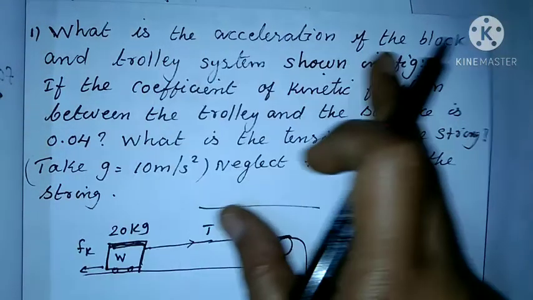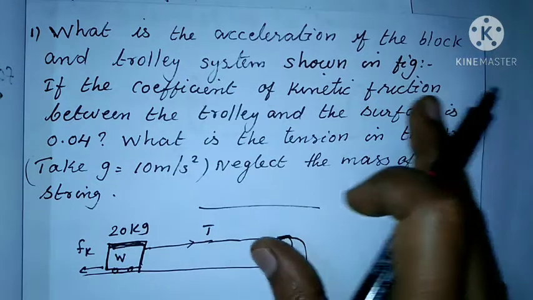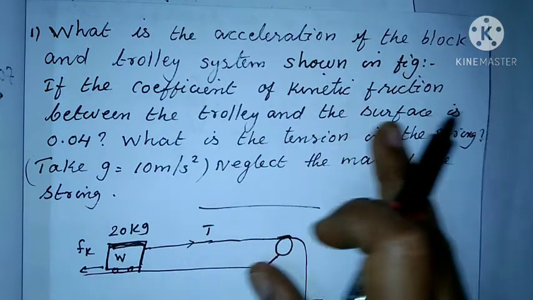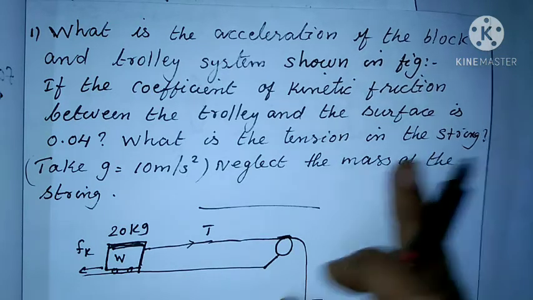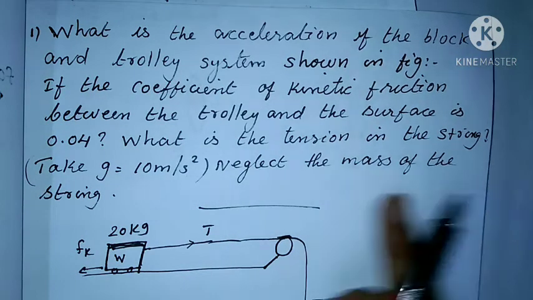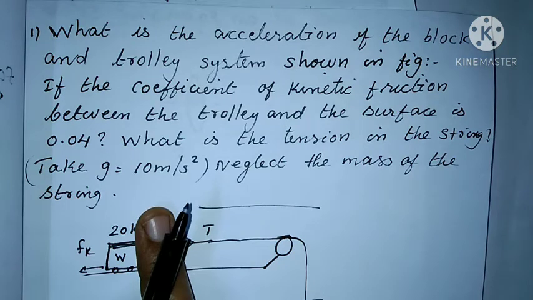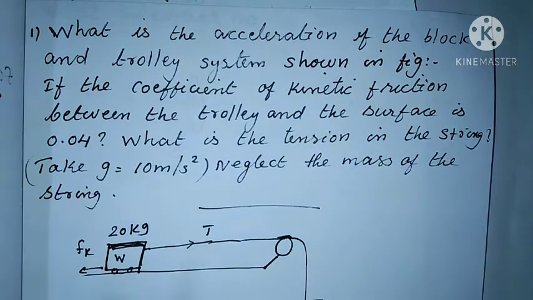Numericals. What is the acceleration of the block and the trolley system shown in the figure if the coefficient of kinetic friction between the trolley and the surface is 0.04? What is the tension in the string? Take g equal to 10 meter per second square. Neglect the mass of the string.